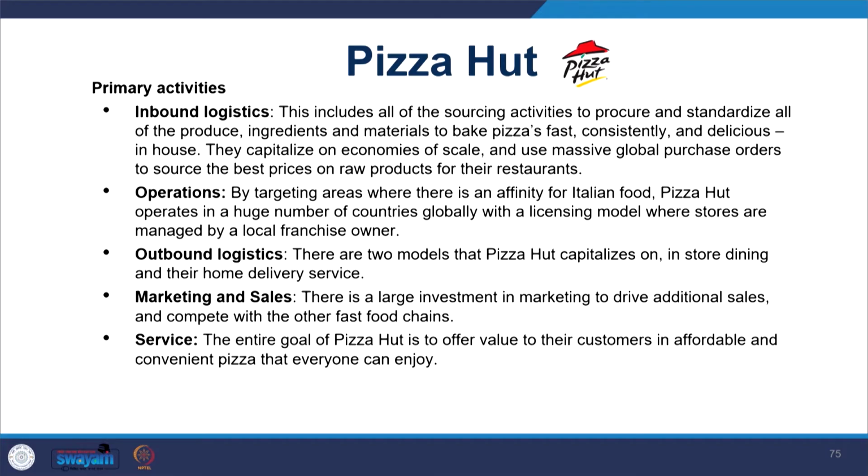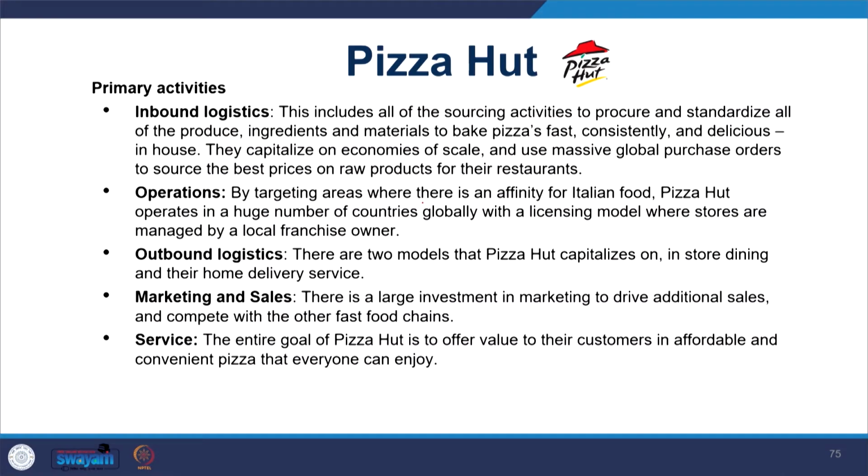So, what they do is they capitalize on the scale of economy and use massive global purchase orders to source the best prices on the raw products. Now Pizza Hut, as you know, these companies are differentiating or adding value by providing very fast service, right. They would like to offer you a very good product very fast, because this is connected with something like hunger, right. When people are hungry, they do not want to spend time. When you are hungry, you do not look at your pocket, rather look at how hungry you are.